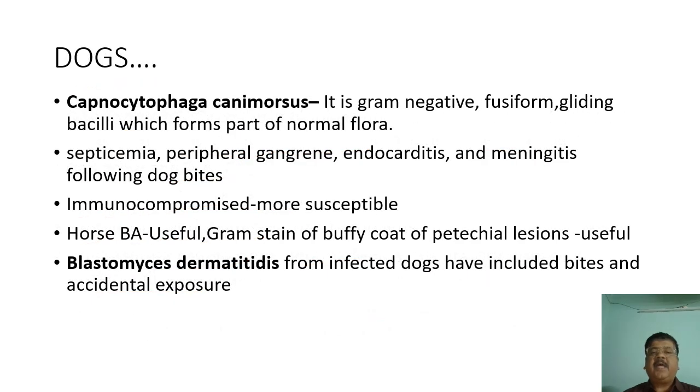Now, there is another organism known as Capnocytophaga canimorsus. It is a gram-negative fusiform gliding bacillus which forms a part of the normal flora of dogs. So the presentation: septicemia, peripheral gangrene, endocarditis, meningitis following dog bites, and immunocompromised individuals are more susceptible, producing systemic manifestations. Here the study says that horse blood agar is useful for the cultivation of Capnocytophaga canimorsus. It can't grow on MacConkey or TSA also.